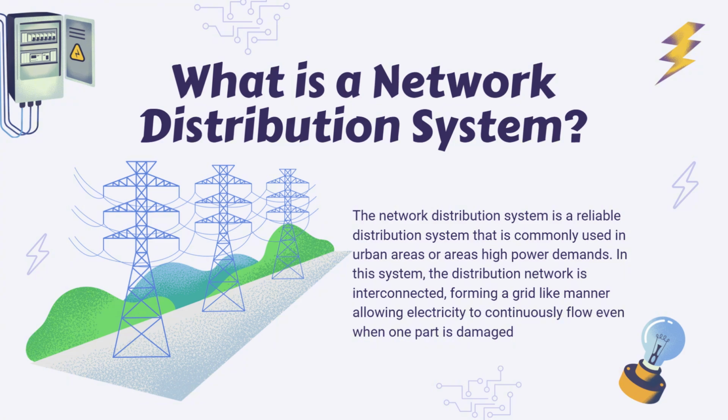So what is a network distribution system? The network distribution system is a reliable distribution system that is commonly used in urban areas that require high power demands. In this system, the distribution system is interconnected, forming a grid-line-like manner, allowing electricity to continuously flow even when one part is damaged, showing its reliability yet complex design.